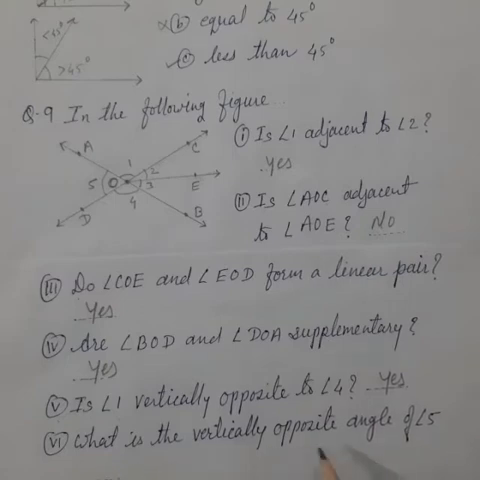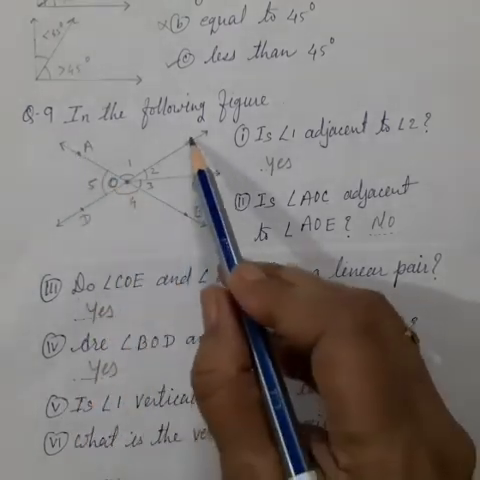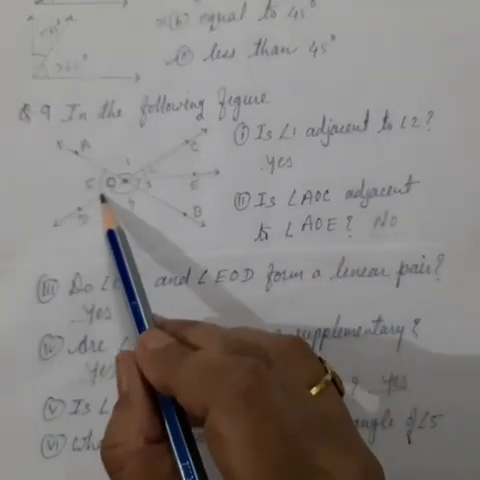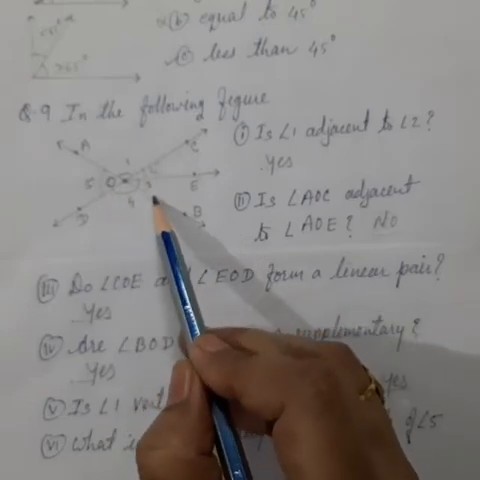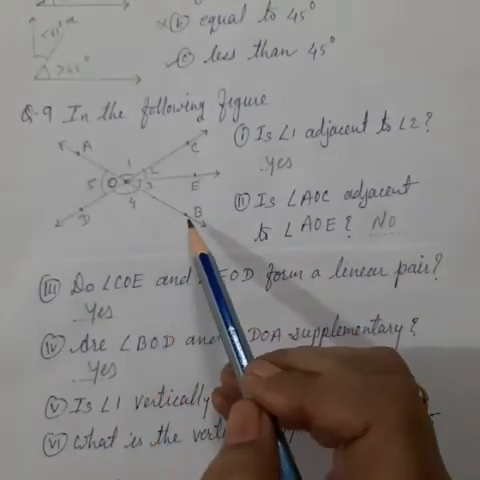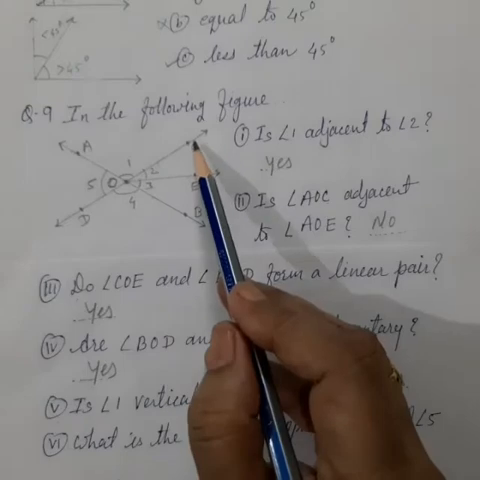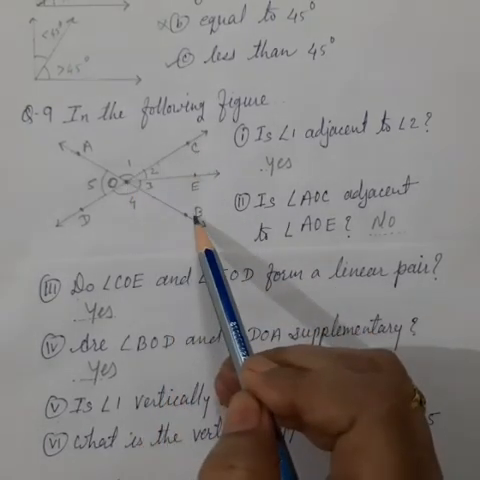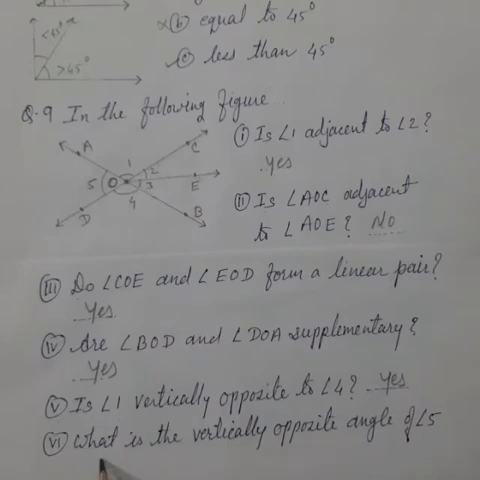What is the vertically opposite angle of angle 5? These two lines are intersecting. This is angle 5, so the opposite angle is this 2 plus 3. And write the name: COB. Always we have to keep the vertex in the middle. So angle COB is the vertically opposite angle of angle 5.